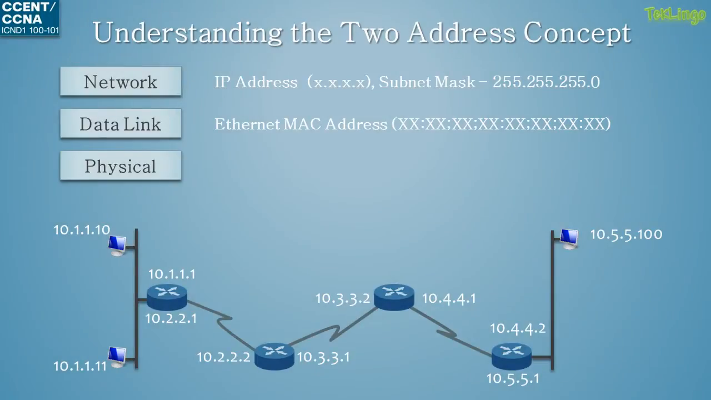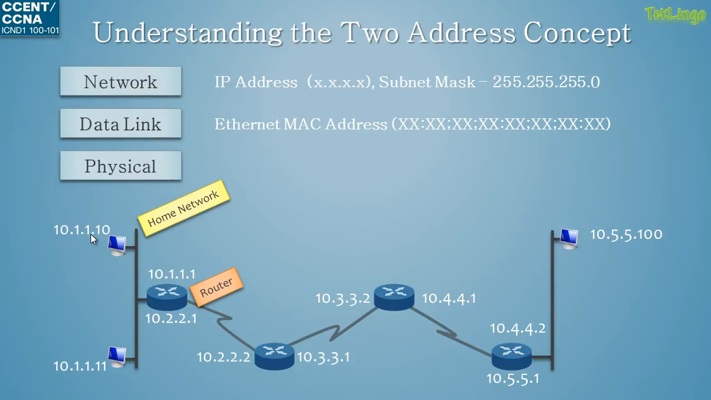Now let's talk about why we need the two address concept. This is something that we talked about in brief in the OSI model lesson, but in this lesson we are going to talk about this in detail. Let's say you have a home network on the left side, and at the edge of your home network you have a router, and your router connects to the internet.